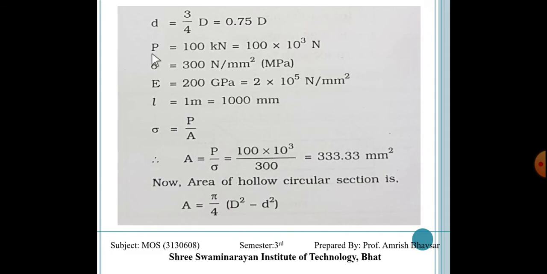This conversion we always have to do, and we understood it in our first lecture of MOS. Here length, that is 1 meter, is equal to 1000 mm. Now sigma is equal to P upon A. So area is equal to P by sigma, that is 333.33 mm square. Now area of the hollow section is pi by 4, capital D square minus small d square.